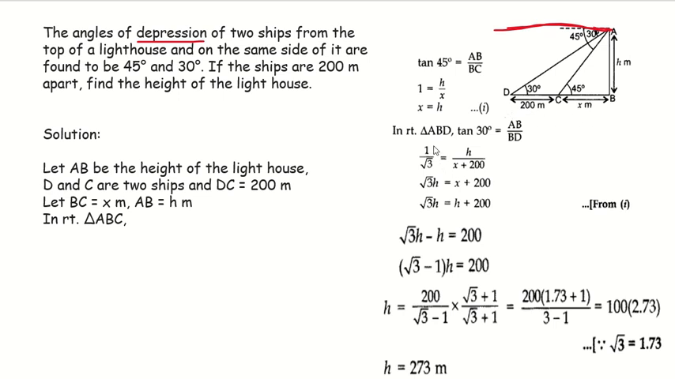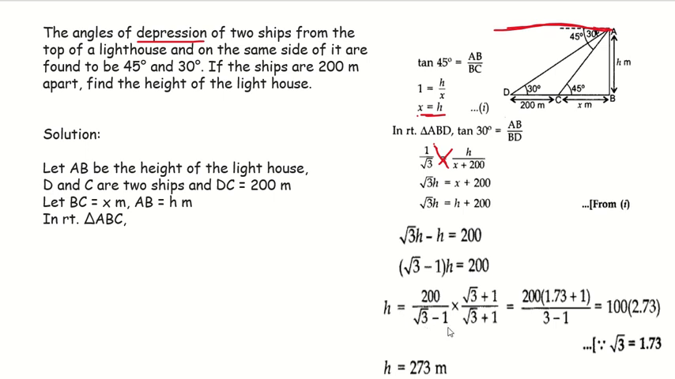Right. So now I will do cross multiplication. Root 3 h is equal to x plus 200. As you know, x is nothing but h, so I am substituting x as h. So root 3 h is equal to h plus 200. Taking h to the other side, root 3 h minus h is equal to 200. In both, h is common, so I take h out. So root 3 minus 1, into h, is equal to 200. So h is nothing but 200 by root 3 minus 1.